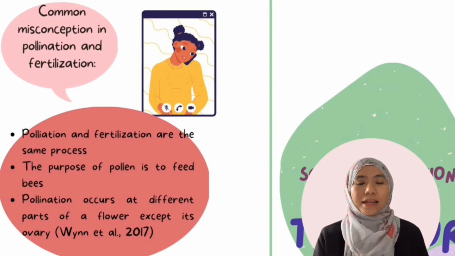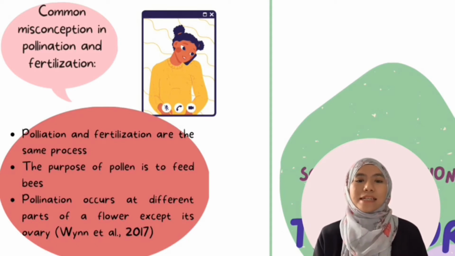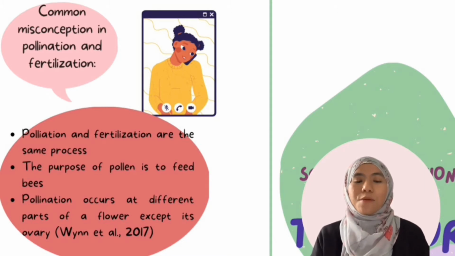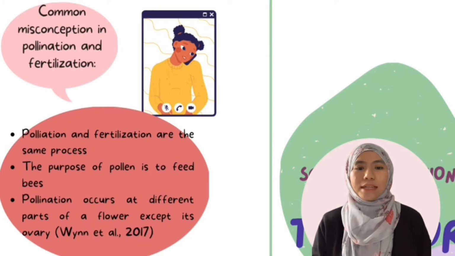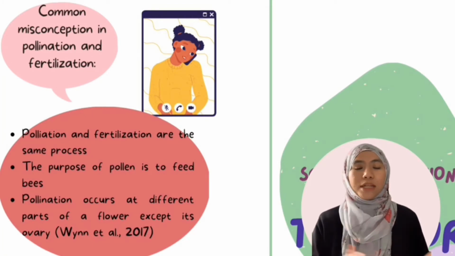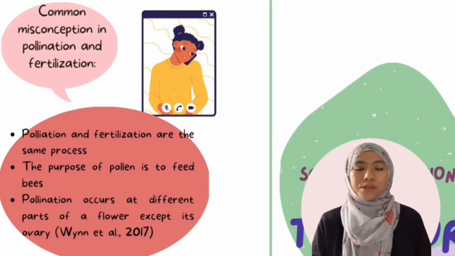In much simpler words, it is the movement of pollen grain to the stigma, and it is also a physical process, whereas fertilization is the fusion of haploid male and female gametes to form a diploid zygote, and it is considered a cellular, genetic, and biochemical process. We also mentioned that students view the function of pollen as to feed bees, and that pollination occurs at different parts of the flower except the ovary.